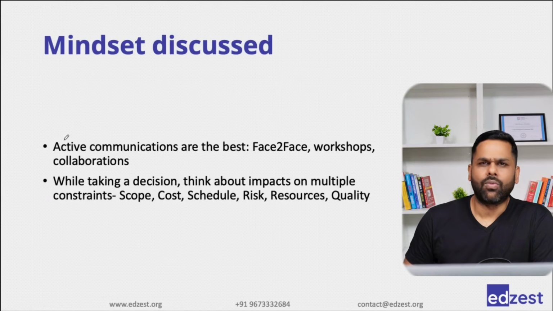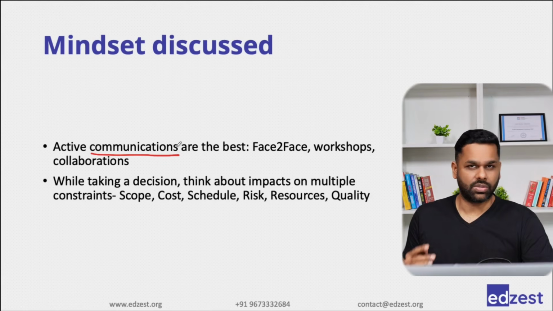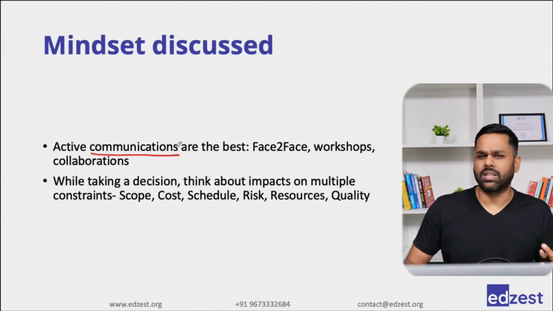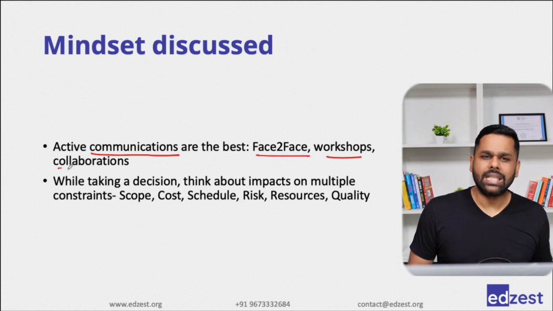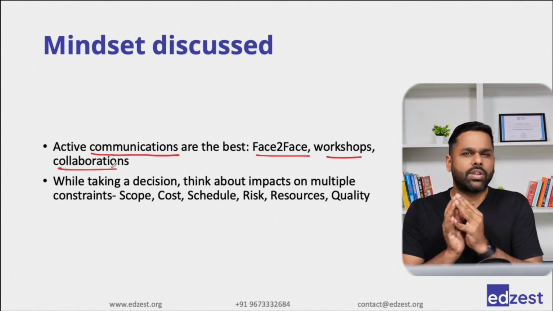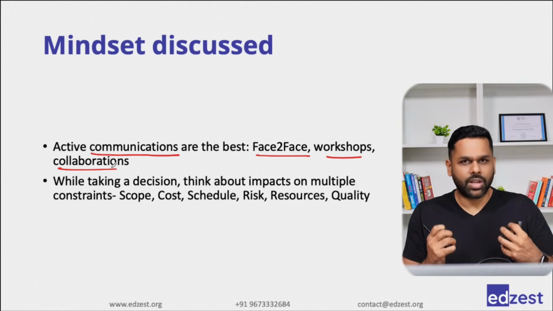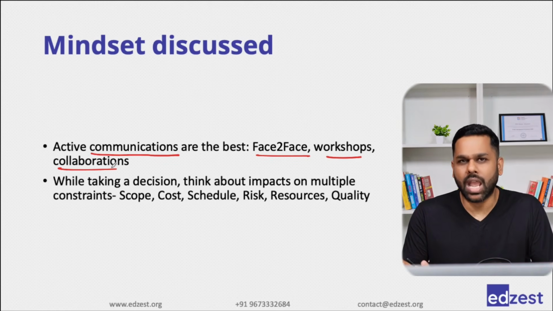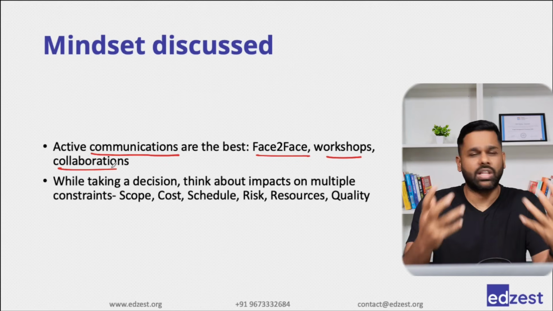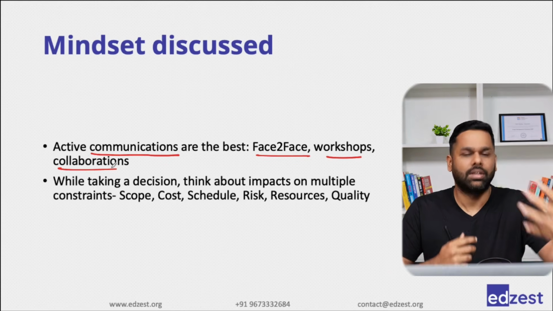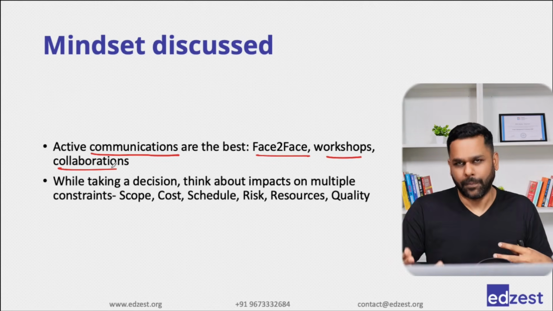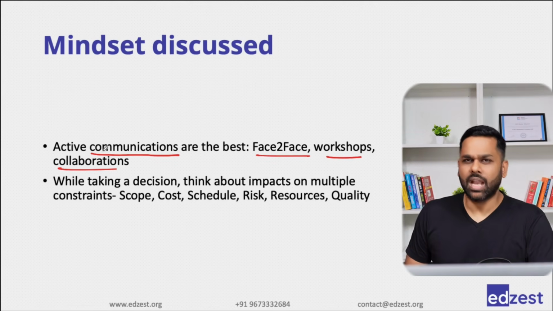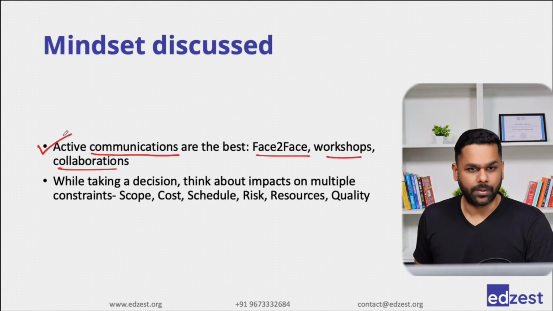One is that whatever communications you try to plan, active communications where people are involved, in-person discussion, face-to-face, online with a video call, workshops, anything that aids collaboration is always better. Why? Because you're able to see expression, you are able to see the body language, you are able to understand much better what they're saying. You have a chance to ask whether they have understood it or not. They have a chance to ask to explain again. So this active, live communication is always better.